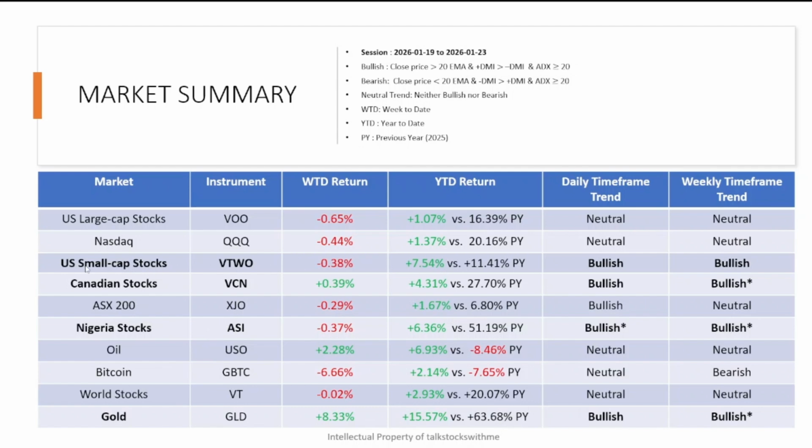We start by the US small cap stocks, which we track by the ETF VTWO. So meaning if you buy this ETF, you are owning the US small cap stocks, all the companies that belong into this basket. You could always search VTWO online. It's an ETF managed by Vanguard to actually look at the constituents of this ETF. Last week, they delivered negative 0.38%. Year to date, this ETF is up 7.54%.